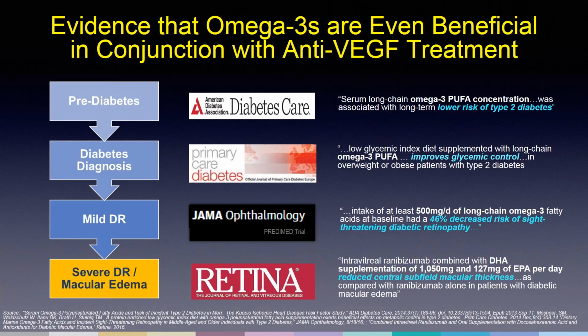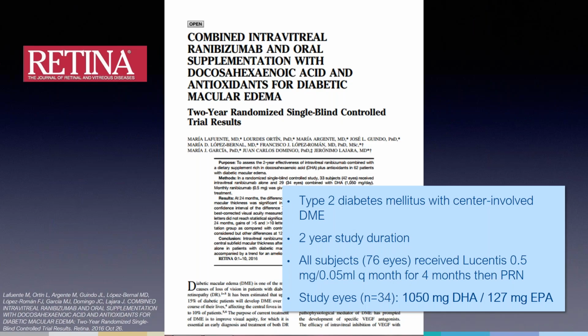Well, there's an article in Retina where the authors looked at patients with type 2 diabetes and center-involving diabetic macular edema. This was a 2-year study, and all of these patients, all of the subjects were receiving Lucentis for diabetic macular edema. And what the authors did is they randomized half of the eyes to receive additional DHA supplementation, a little bit over a gram of DHA and about 125 milligrams of EPA, in addition to the anti-VEGF therapy.